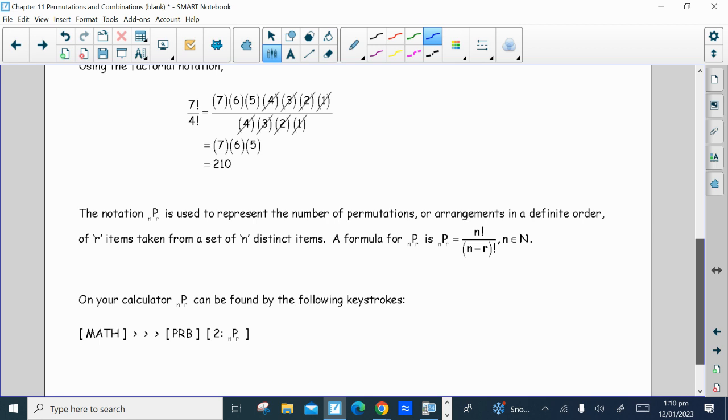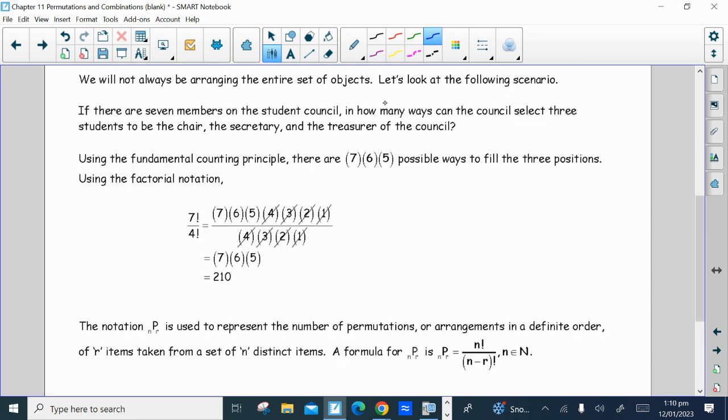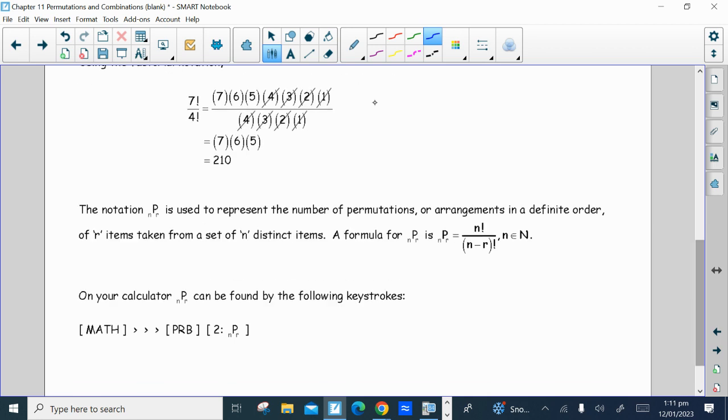In the example above, we were arranging 3 objects from 7, so that would be 7P3. Arranging 3 objects from 7, and order matters. According to the formula below, that is 7 factorial over (7 minus 3) factorial, or 7 factorial over 4 factorial. So that's where that 4 came from. It's the difference between n and r. The formula tells us that's where we get our denominator.